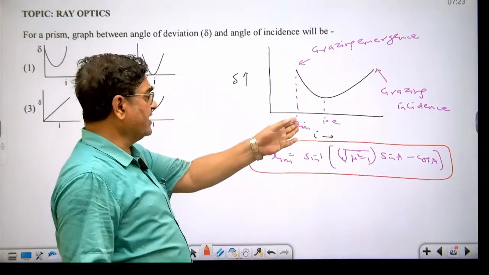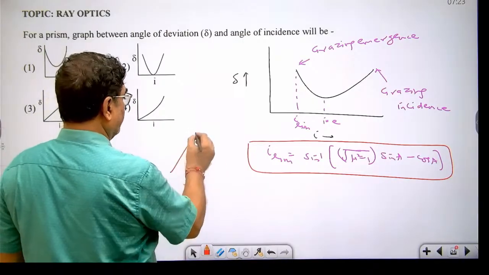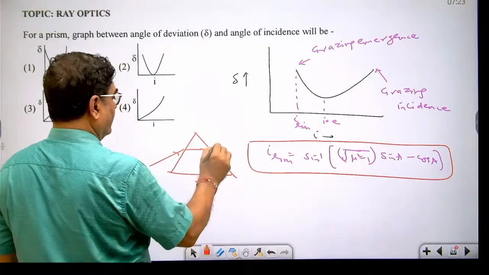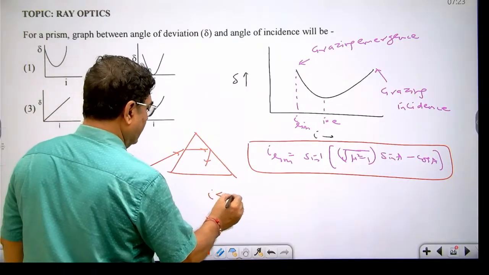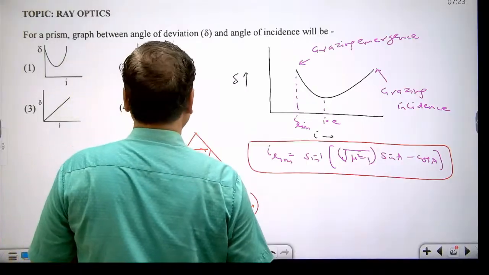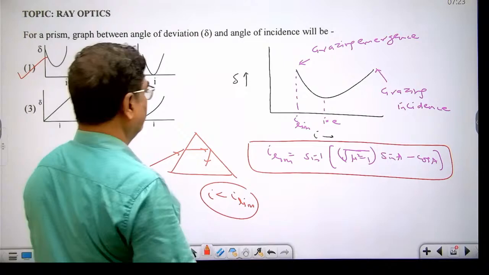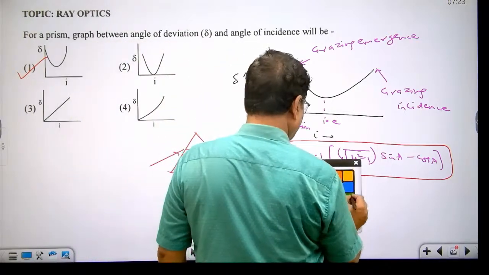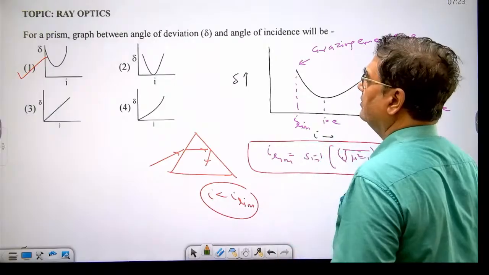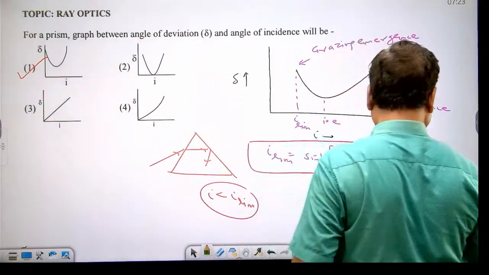So if the angle of incidence remains the limiting angle, then TIR takes place. So the angle of deviation becomes meaningless. Okay. This is the situation. So out of 4 choices, the correct choice is option 1. So we will take option 1 as the correct answer. Though this graph will not come in this direction. This comes here.